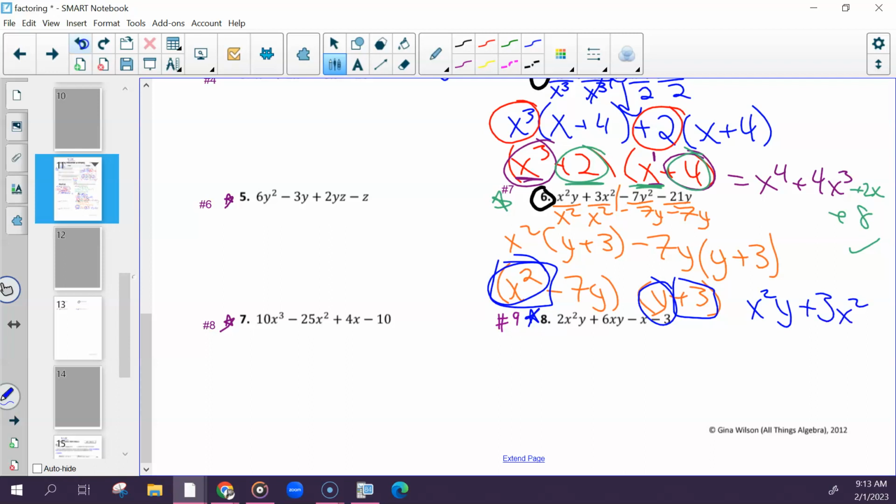Are we done? Then you do the -7. Same thing with -7. Negative 7 times y equals negative 7y squared. And then the same thing with the 3? Yeah. Negative 7 times 3, negative 21. Like that? Yeah. So what does this tell us?